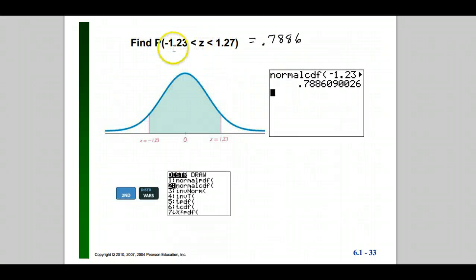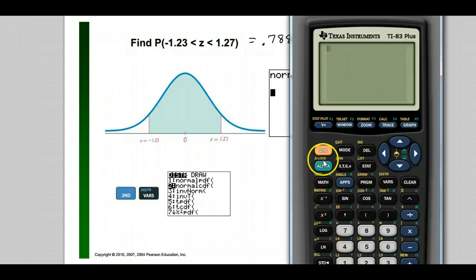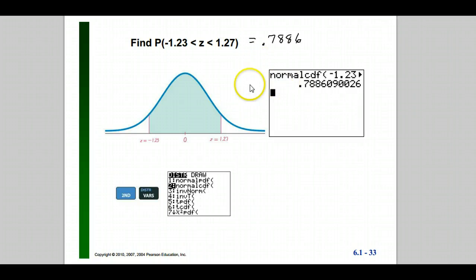And then the one we saw before, the probability of a z-score between these two that we found with our tables. I just press normal CDF. I type in the lower number, negative 1.23, comma, the upper number, 1.27, enter, and there's our answer, 0.7886. So it's very easy to use that calculator to find these probabilities. You just have to have a little sketch, an idea of what it is that you need.